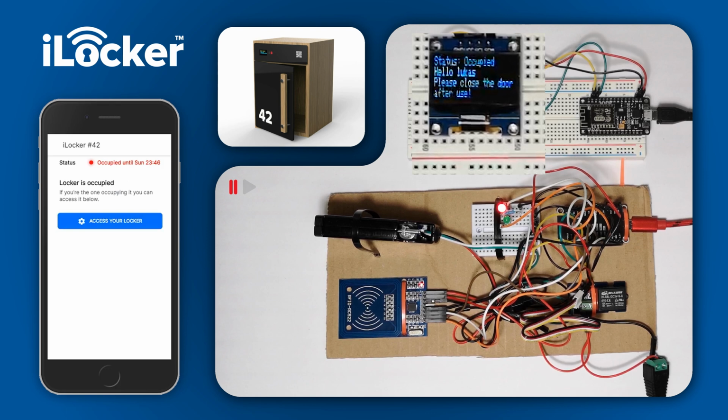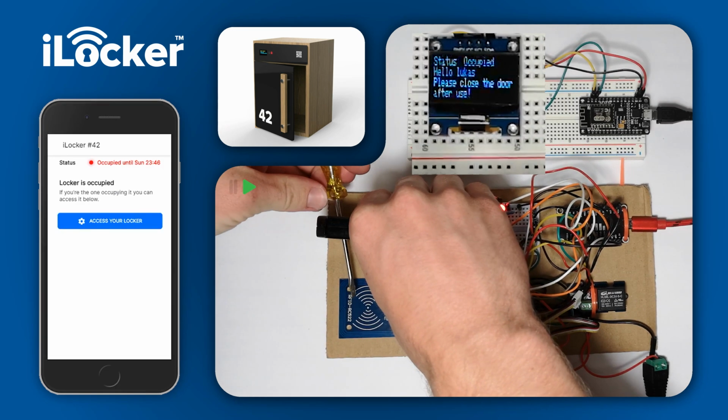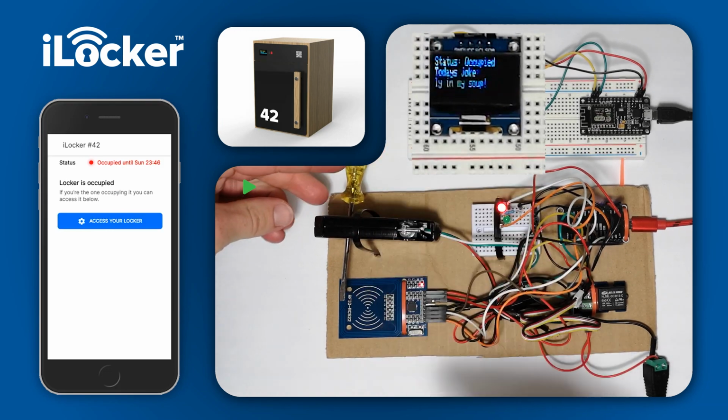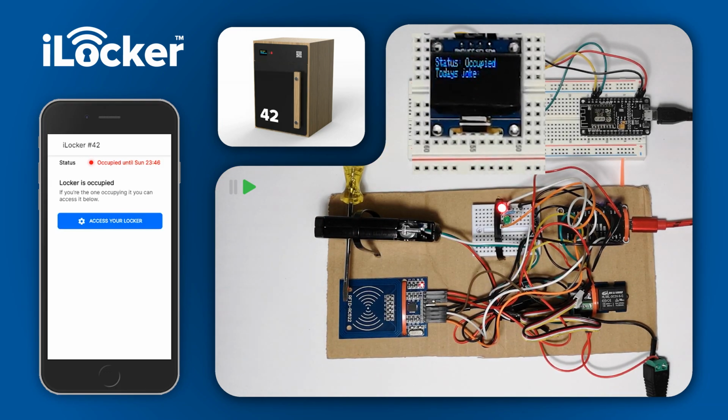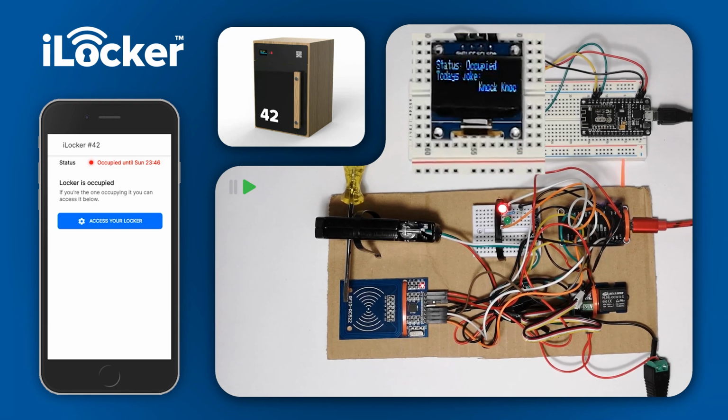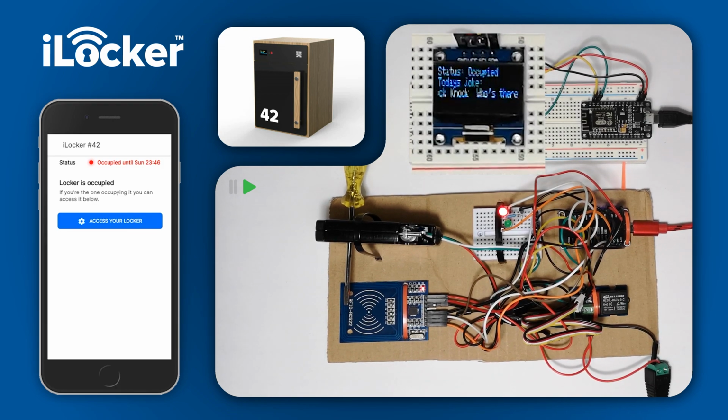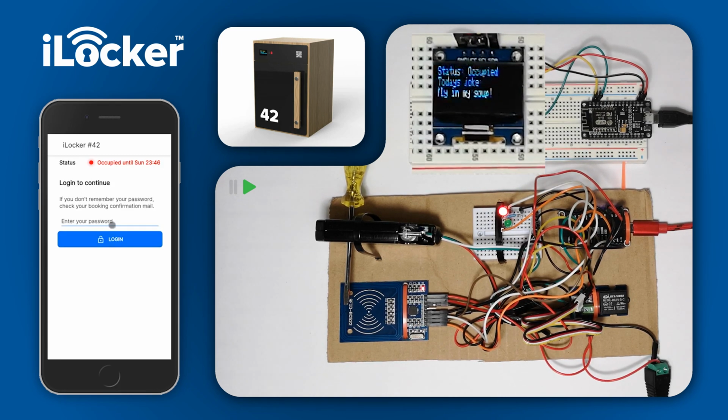Before we continue, we can also see that the OLED has now changed what it's displaying. It is now greeting me with my username, and it's reminding me to close the door after I use the locker. Now, when we close the door again, we can see that the OLED goes back to displaying a joke. Now, in the meantime, we can also see that the app has changed what it's displaying. It has changed its status so that now it says that the locker is occupied, and it's also now asking us if we want to manage our locker.